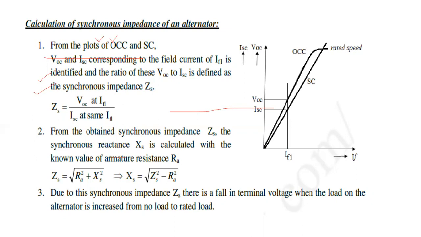After calculating Z, we calculate the X value. What is the formula for X? X is equal to the square root of Z square minus R square.